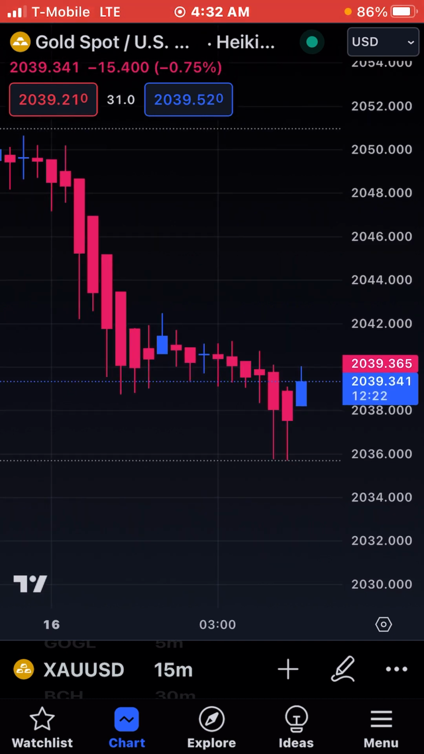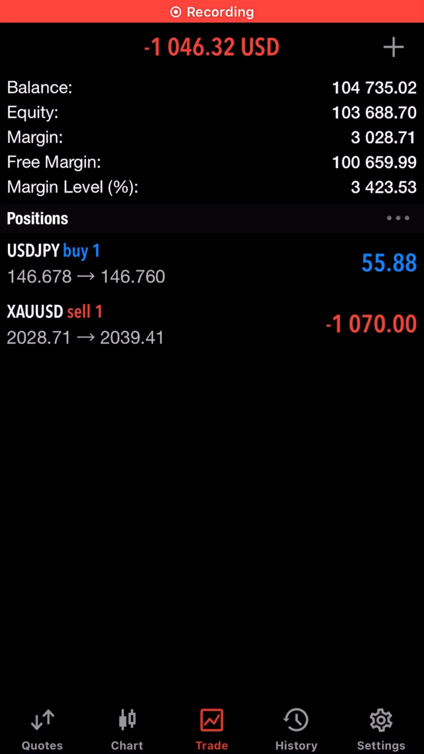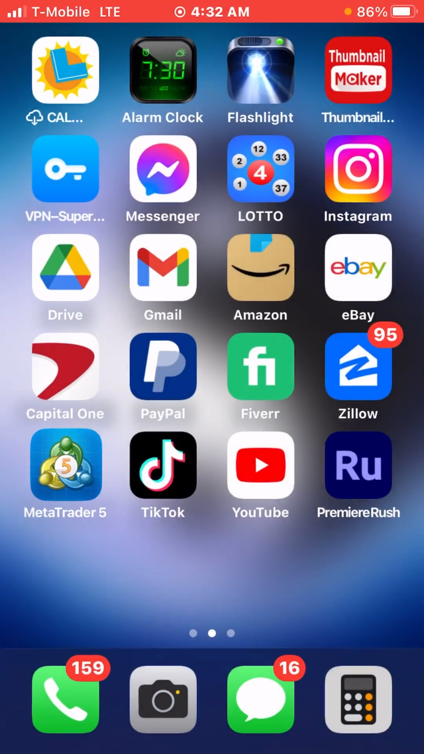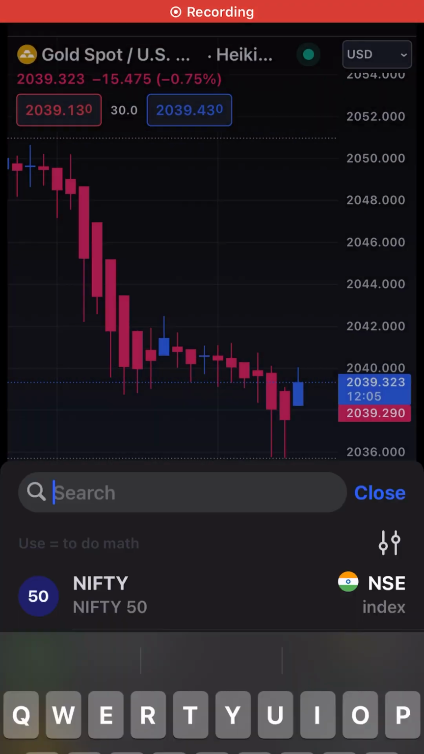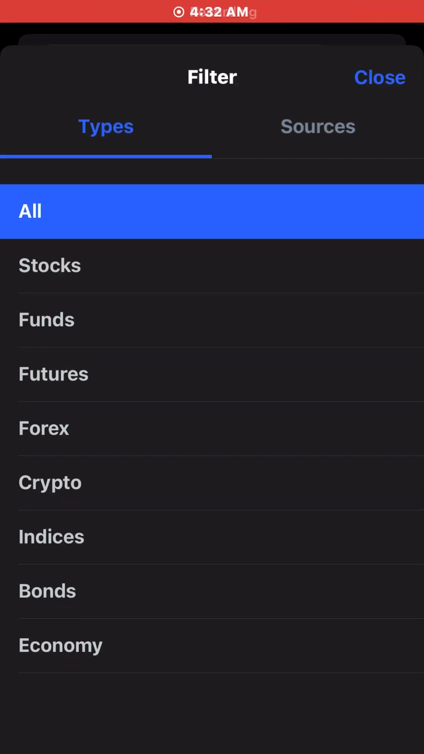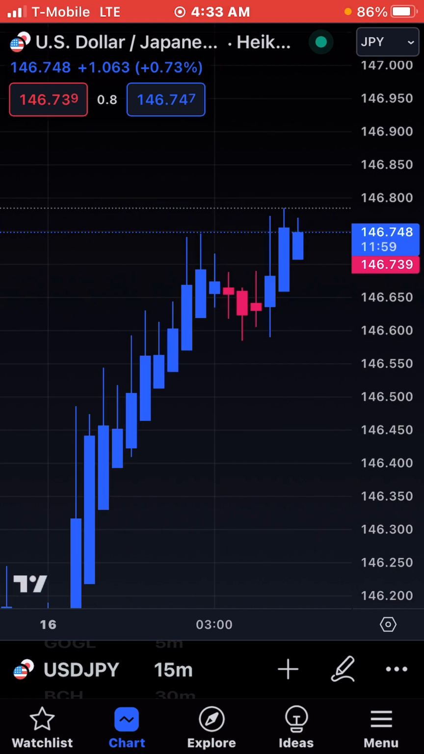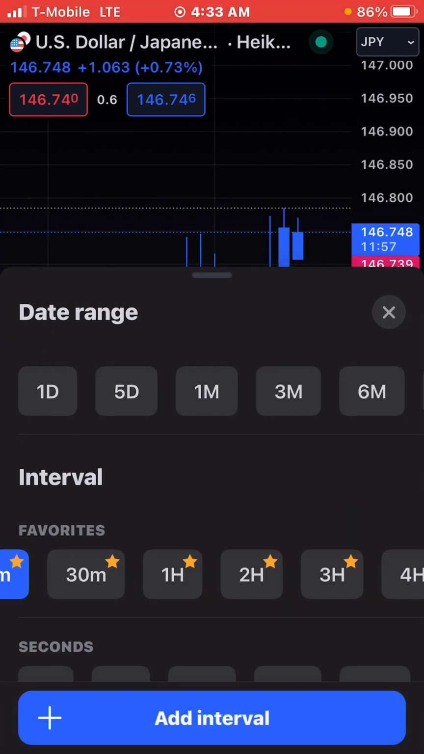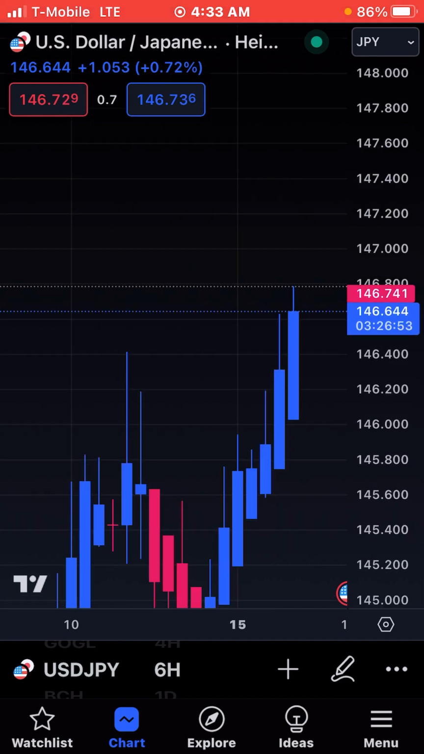Now let's check on my demo here real quick. Well, it went down a little bit, but I'm still in profit, so it still works, and it looks like it's still going to be going up because of the overall trend. Let's look at Japan yen real quick again. Overall trend is up.